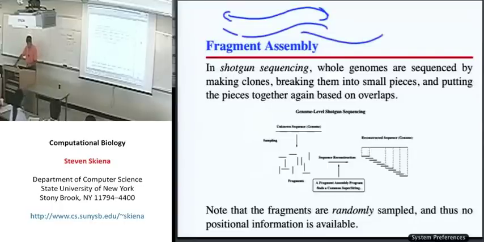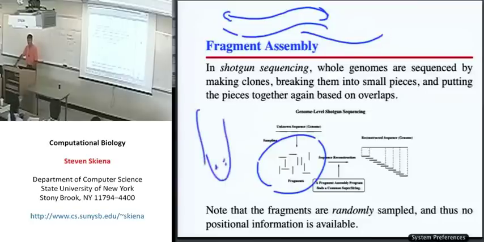Then you take this mix of molecules and you chop it up in a blender. You cut it into lots of pieces. And now you've got, let's say, a zillion pieces, a test tube with a zillion pieces of DNA, each of which is small, let's say 500 letters for now, from the original sequence.